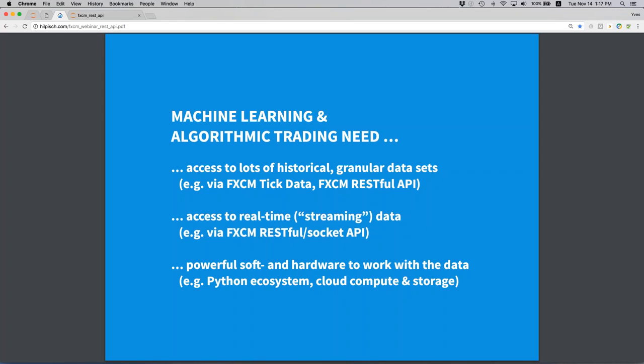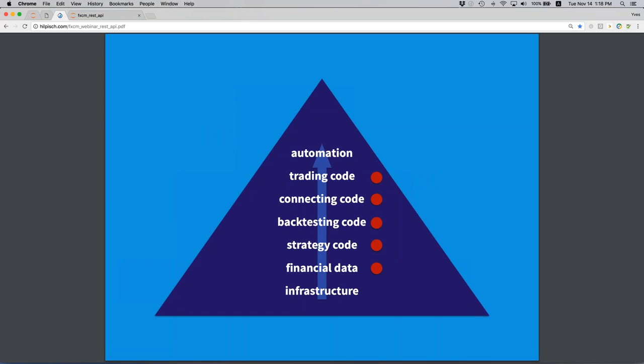So I think everything is together to get started, and in particular with the new offerings with FXCM, every ambitious algorithmic trader should be well equipped either to get started or to implement strategies that have been used in different places before in a professional environment. So in the first webinar, I just covered 3 parts here. Financial data, strategy, a little bit of backtesting. Today we will add to the mix connecting code and also trading code.